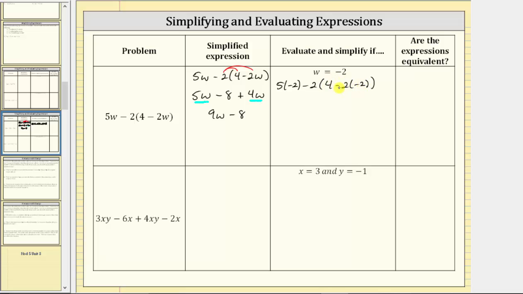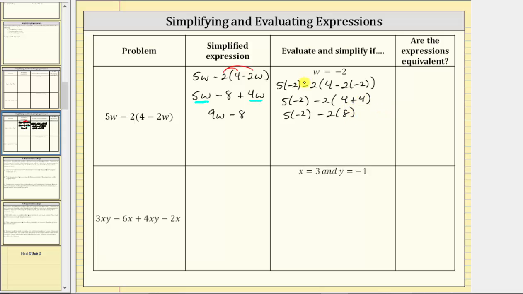This simplifies to 4 minus negative 4, or 4 plus 4. So let's write this as 5 times negative 2 minus 2 times 4 plus 4. Again, we could have written this as 4 minus negative 4, which is equivalent to plus 4. Still simplifying inside the parentheses, we need to find the sum of 4 and 4, which is 8. This simplifies to 5 times negative 2 minus 2 times 8.